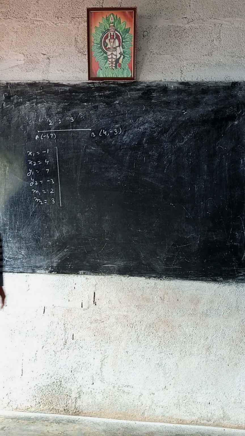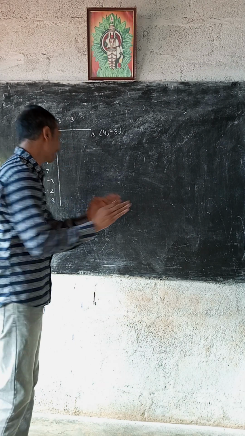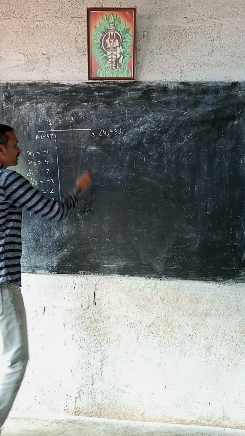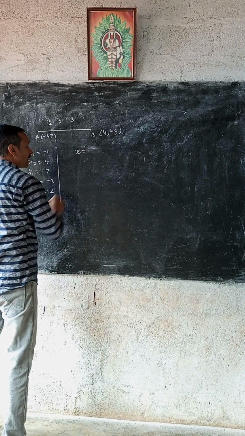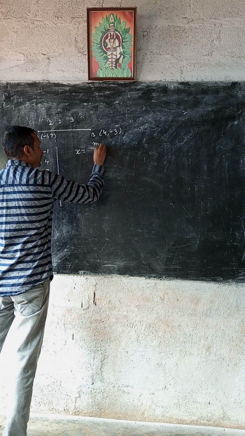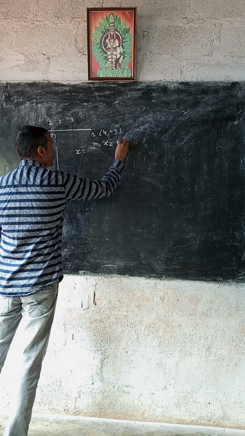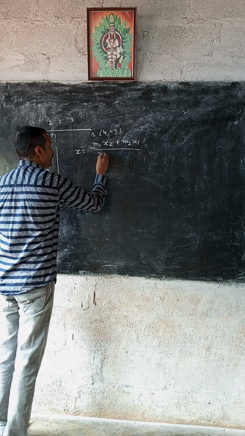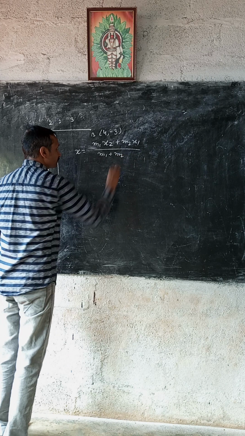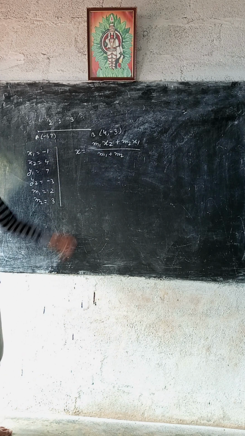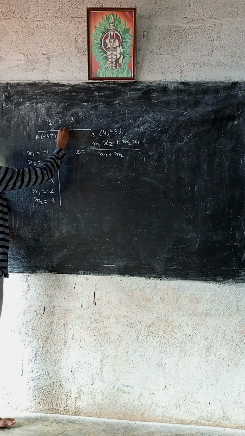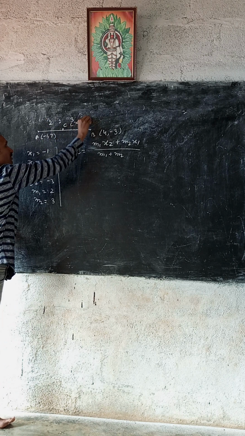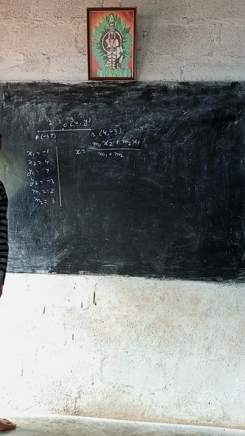It is asking us to find the coordinates. So how to find the coordinates? We know the section formula: x is equal to (m1 x2 plus m2 x1) by (m1 plus m2) for the x coordinate. Suppose the point is C, with coordinates x and y. We are going to find this x and y.